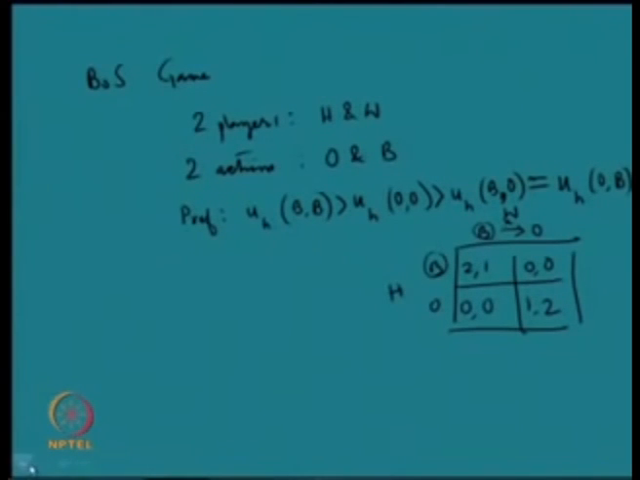What about the third question? What are the elements of competition and conflict? Well, the elements of competition are there in the sense that the husband likes this outcome to prevail, the wife likes this outcome to prevail. And what is the element of cooperation? Both of them are unanimous that compared to this, this and this are better.